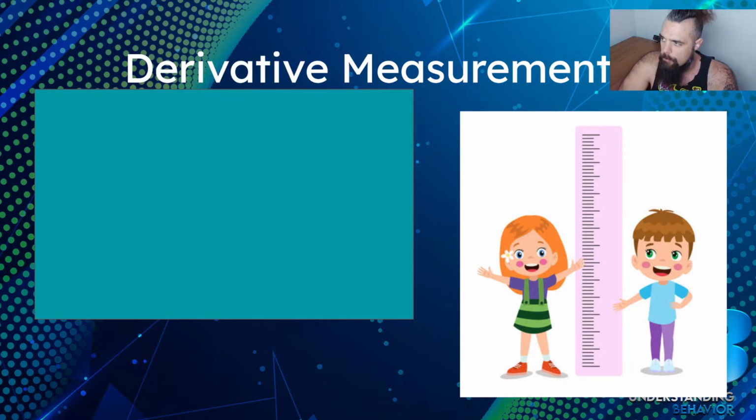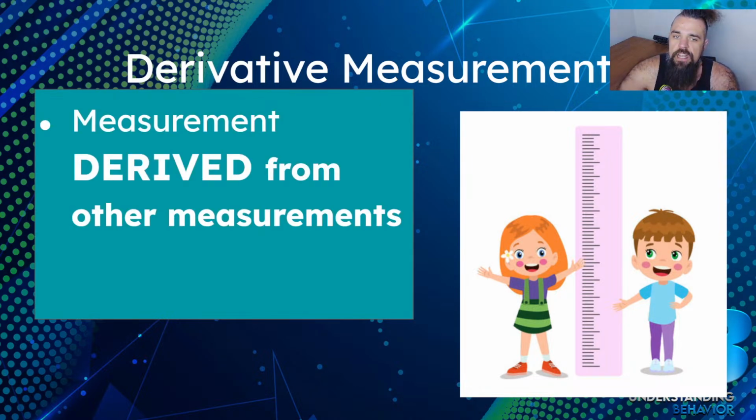Before we talk about our discontinuous measurements, though, we're going to finish up our continuous measurements by talking about our derivative measurements. Derivative measurements are measurements that are derived from other measurements. Thinking about derived information, for example, if I know this girl is 50 inches tall and this boy is 52 inches tall, then I can derive that he's taller than her. So using our information to pull out other information is what these measurements are looking at.